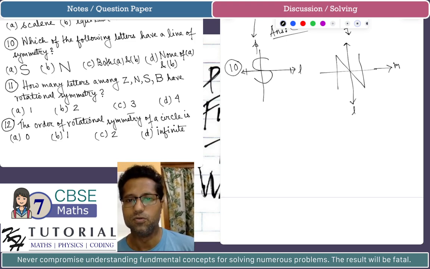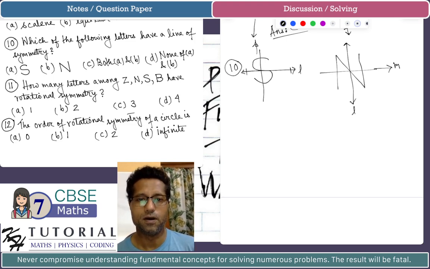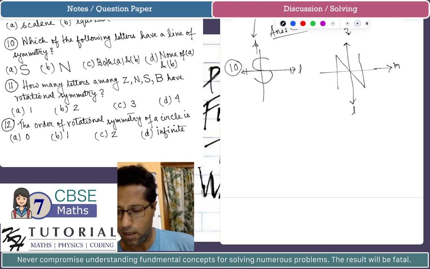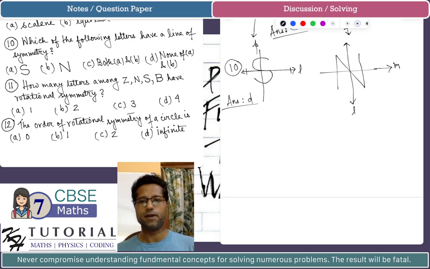You must know this very clearly. Which letters have no line of symmetry, and which letters have no rotational order, no rotational symmetry. This you must know and understand very, very clearly. So S and N both have no lines of symmetry. Hence, the correct answer is choice D, that is none of A and B.